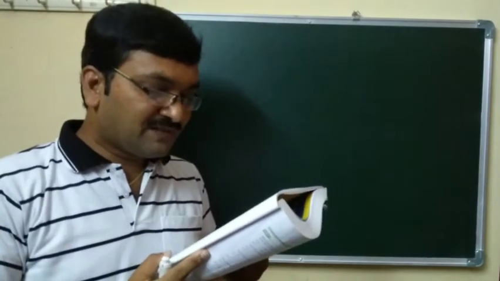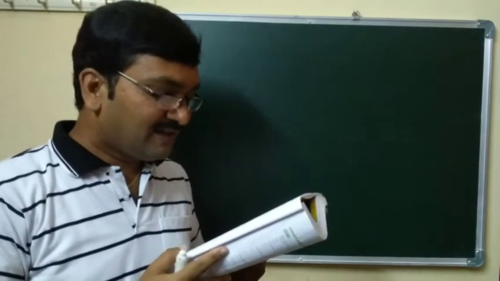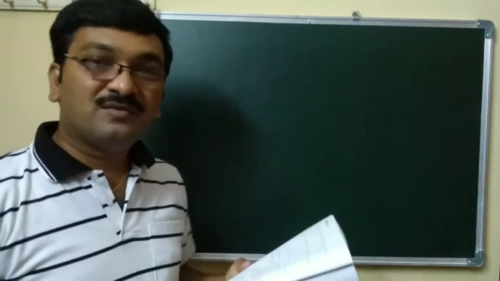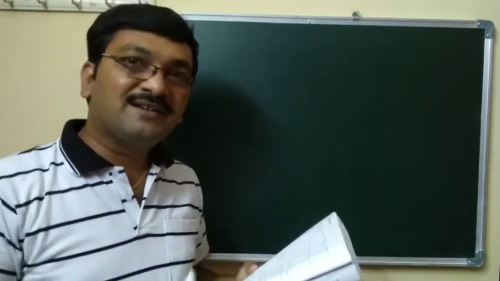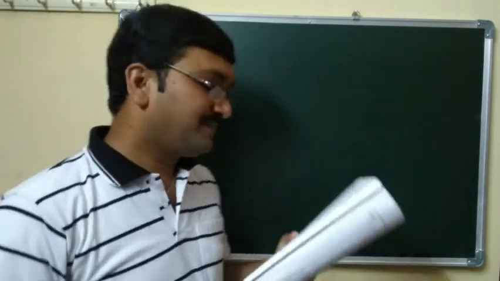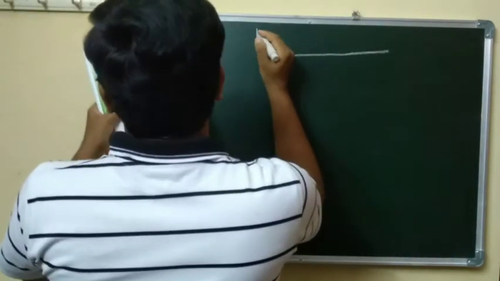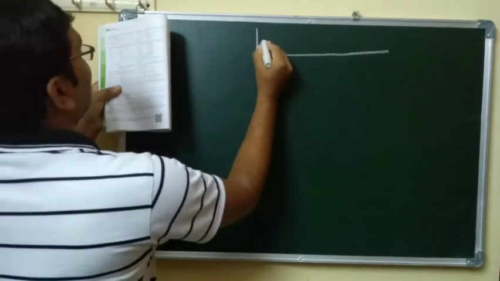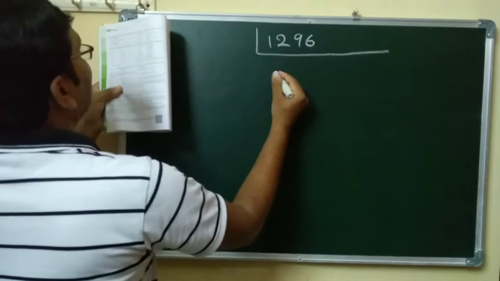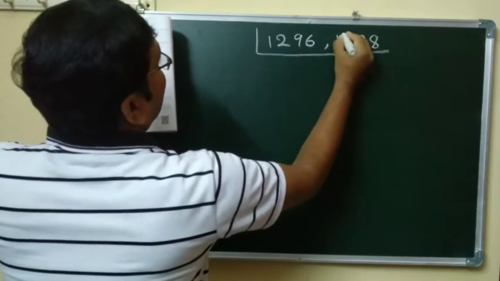Next, question 41. Find the LCM of 1296 and 1728 using the synthesis method. Okay, can I take it directly? See, the synthesis method means this method. So here they asked for the numbers 1296 and 1728.